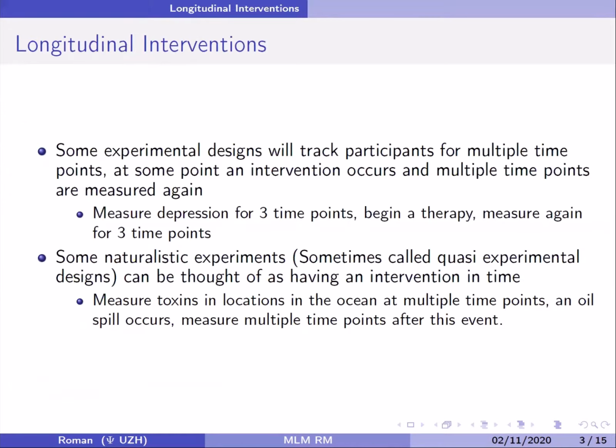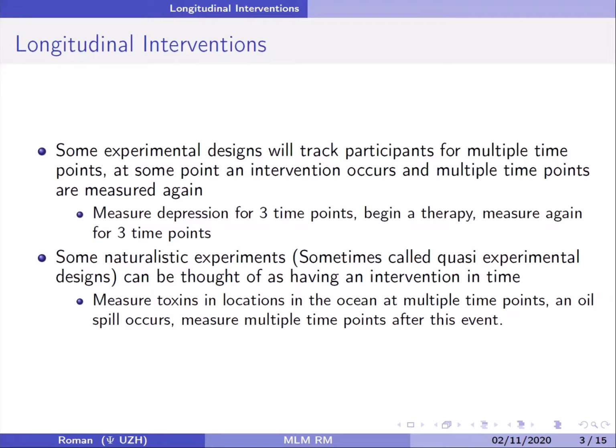Some experimental designs will track participants for multiple time points on some DV. And then at some point, an intervention will occur. And multiple time points are measured again after this intervention. So for example, we could measure depression for 3 time points, begin a therapy, and then measure again for 3 time points after it.